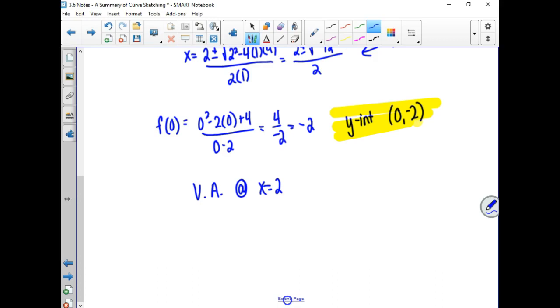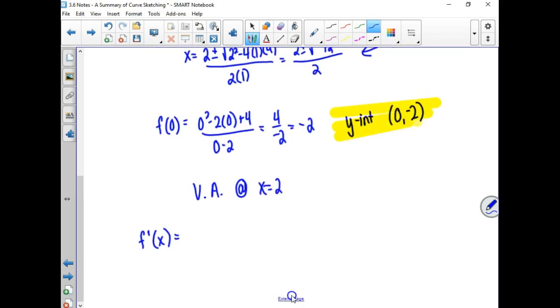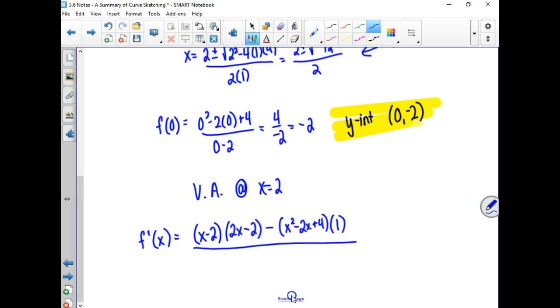And then we have to do the derivatives and check those. So f prime of x, we have to use the quotient rule for. So we would have x minus 2 times the derivative of x squared minus 2x plus 4, so that would be 2x minus 2, minus x squared minus 2x plus 4 times the derivative of x minus 2, which is just 1, all over x minus 2 squared.